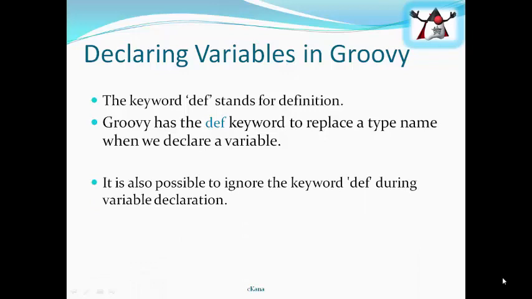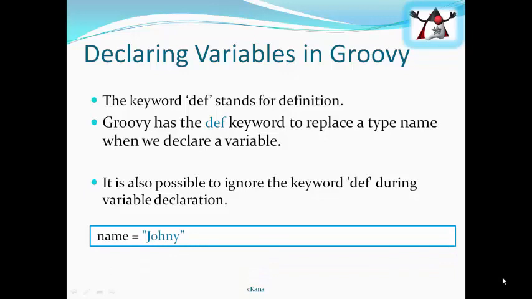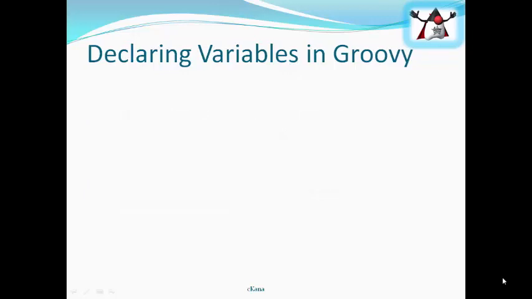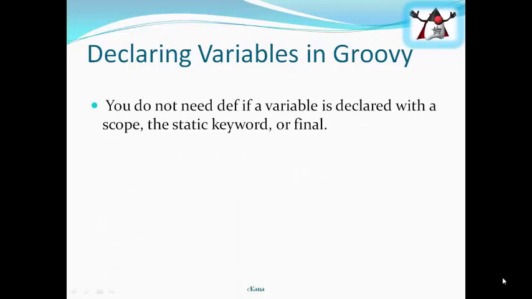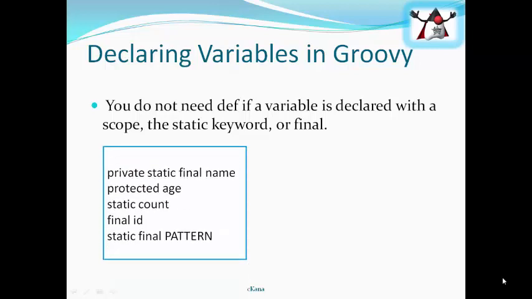It is also possible to ignore the keyword def during the variable declaration. So the following code is also possible. You do not need def if a variable is declared with a scope, the static keyword, or final. So all of the following are valid field declarations. However, using the def keyword in larger programs is important, as it helps define the scope in which the variable can be found and can help preserve encapsulation.